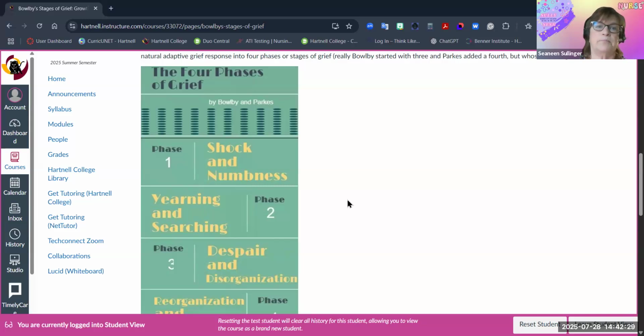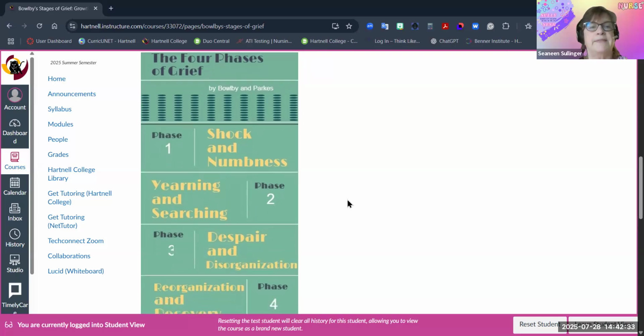So Bowlby, it's actually Bowlby and Parks, but most people just say Bowlby. And these are 4 phases of grief. Phase 1 being shock and numbness. So grief is a reaction to a loss. I am in disbelief. I don't understand. I'm in shock. Why did this happen? Can't really feel anything because it's such an intense feeling of loss and grief.